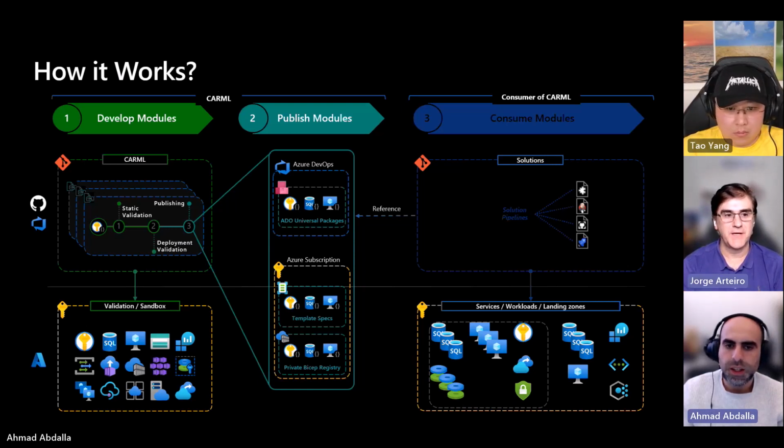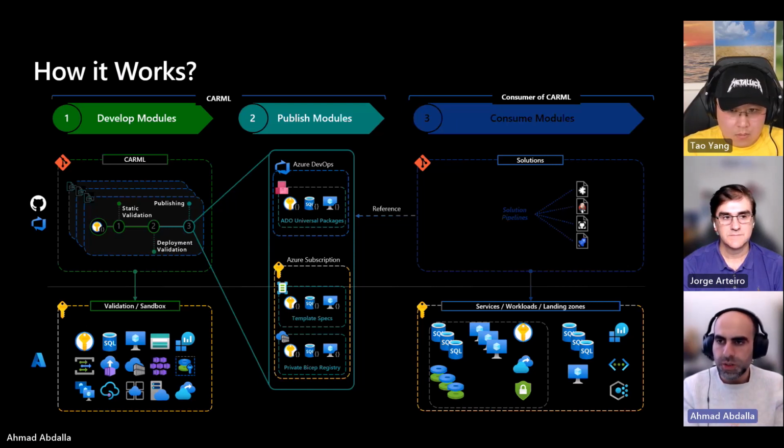Yeah. So you're pretty much going to fork this. Customers, for example, can absolutely fork CARML as it is and chuck it into their own repository, right? Their own source control system, and then they could build and publish those modules internally.